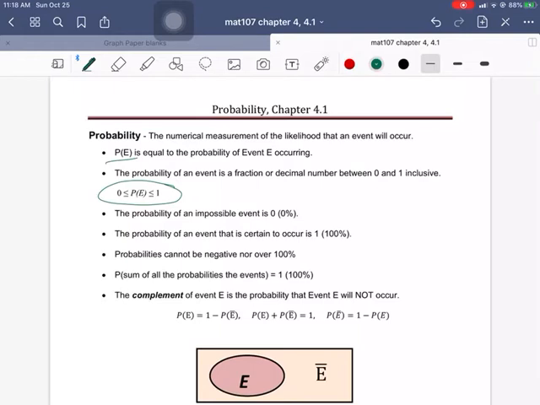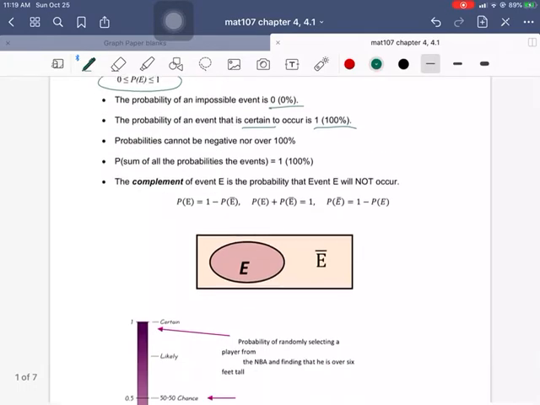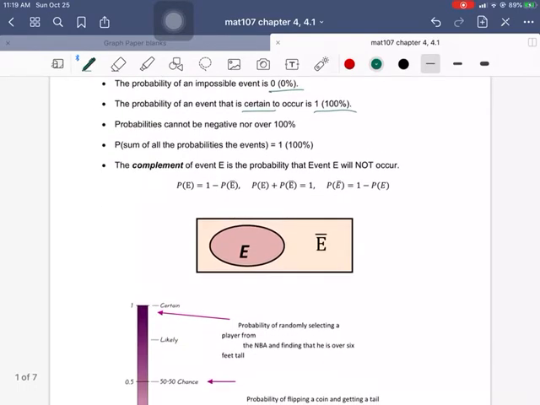Probability of an impossible event, something that can't happen, is 0. Probability of an event that is certain, that absolutely 100% chance of happening, is a 1. Okay? Probabilities cannot be negative or greater than 1, or 100%. So the expression, "I'm going to give it 110%," is not statistically correct. You can either be 100 or not. Okay? And it can't be negative. That makes no sense. Okay? And the sum of all the probabilities of the events that could happen is 100%.